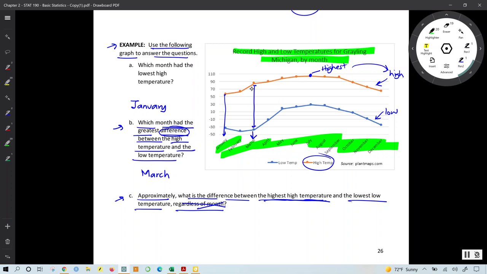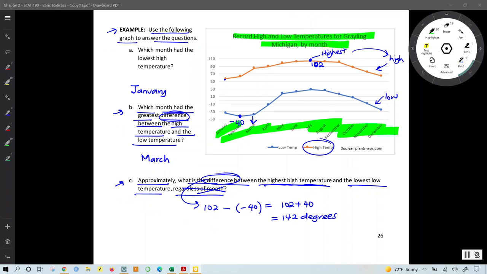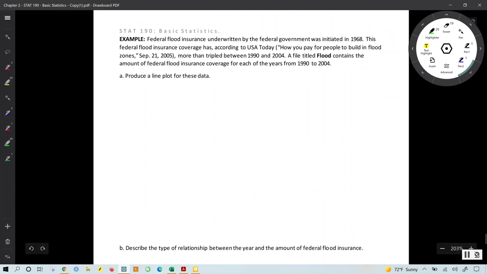And then regardless of month, let's go and find the lowest low temperature. That will take us to somewhere here, which is about -40. And here we had about 102. And so the difference will be 102 minus -40. And that will be 102 plus 40, which is 142 degrees. With that question completed, we proceed to the next example.